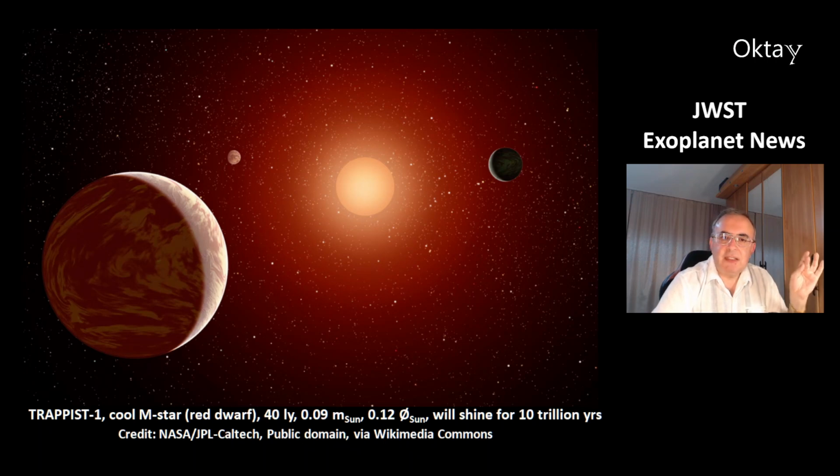This is another very interesting system. That's the TRAPPIST-1 system. Its star is a cool M star, another red dwarf. But this one is on the lower end of the mass range. It's just 9% of the Sun's mass. Its size is 12% of the Sun's size. It is located at a distance of 40 light years. And what's special about these very lightweight stars is that they shine for a very long time because they have a very small fusion core. This star will shine for 10 trillion years.